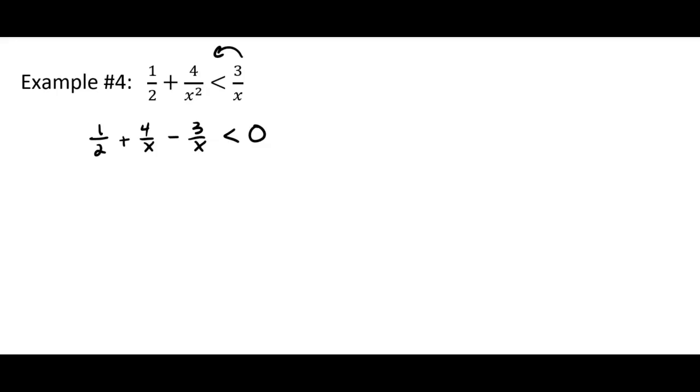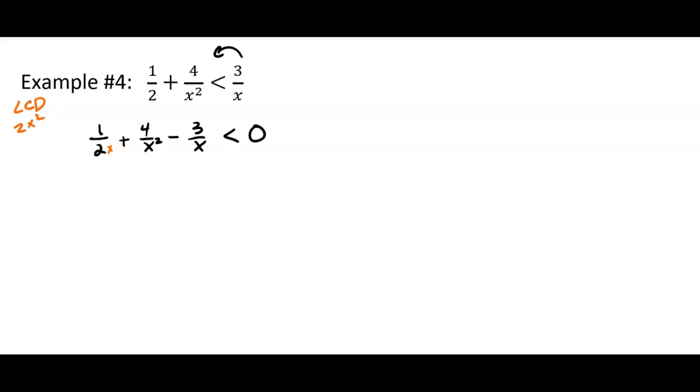Oops, I forgot the squared. Okay, they're separate terms right now, separate rational expressions. I have to get them to be one rational expression, so I'm going to have to add and subtract them together. So I need a common denominator, and the common denominator is going to be 2x squared. So think LCD 2x squared.